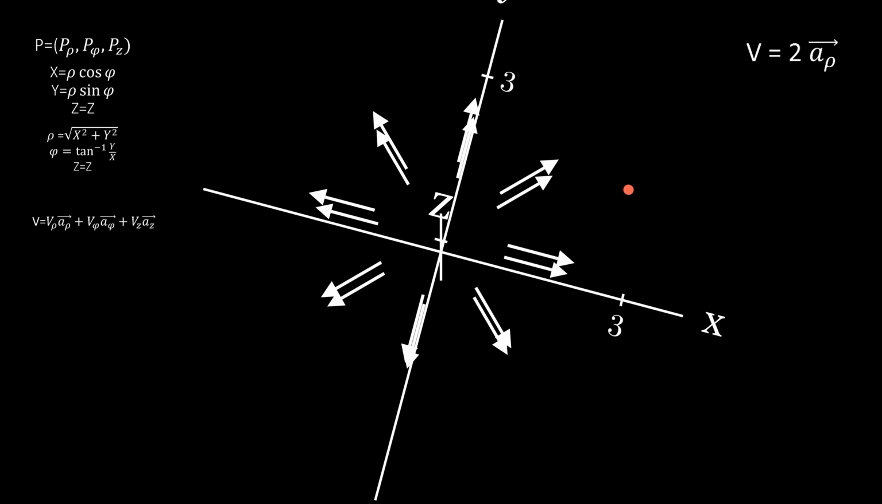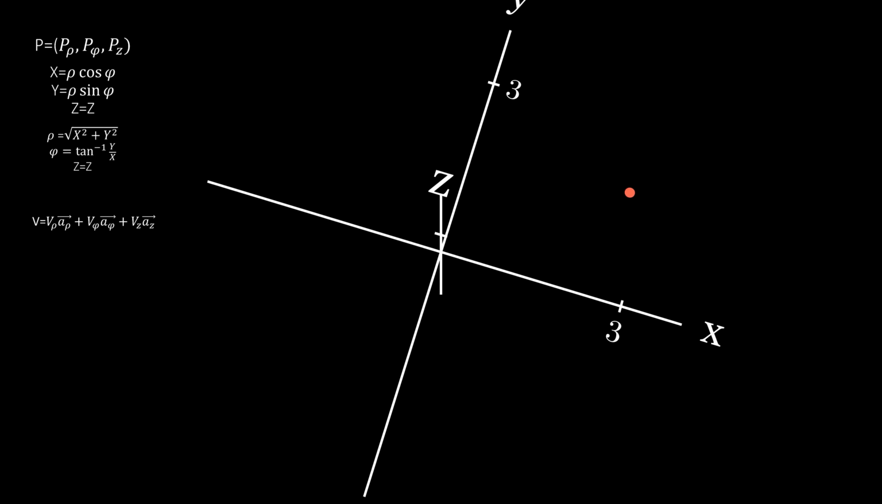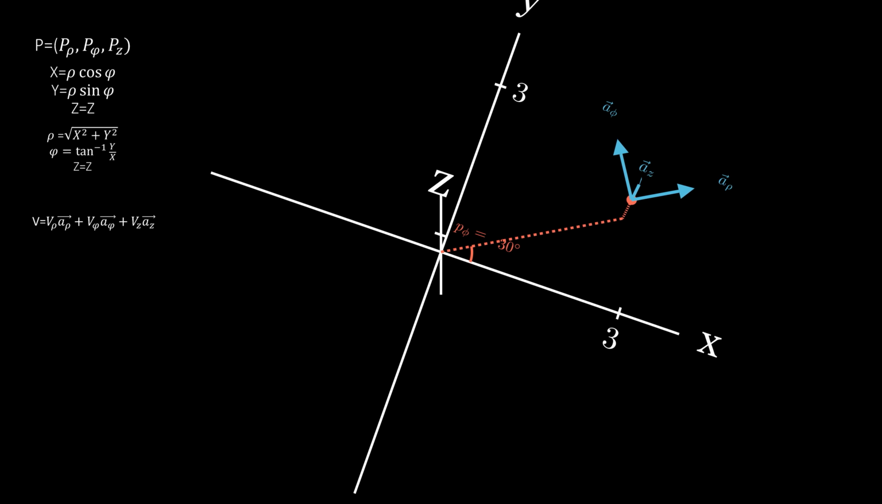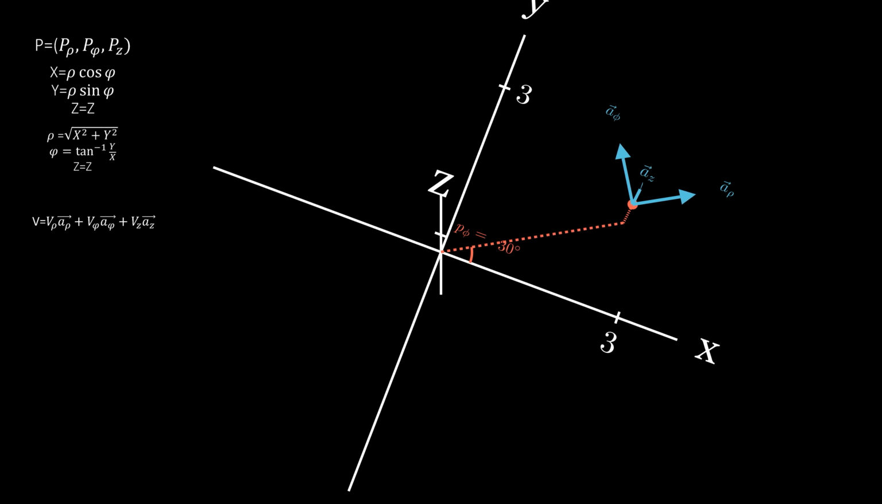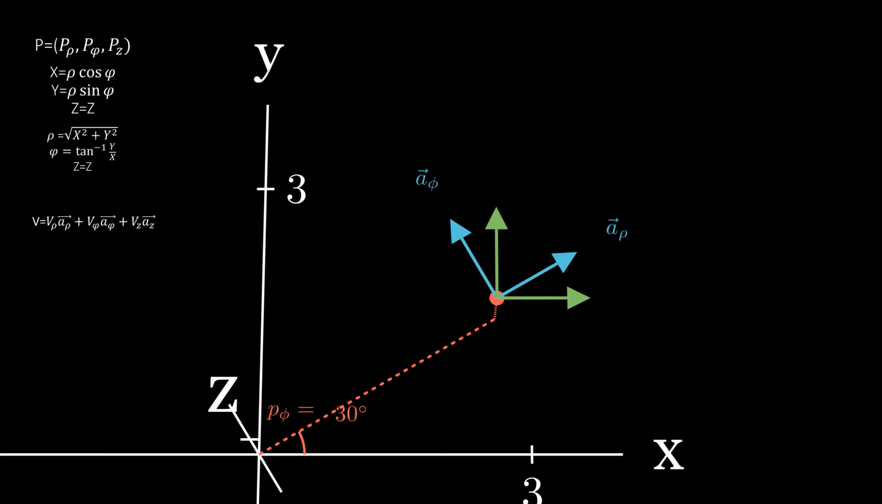To transform a vector from cylindrical to Cartesian, we notice that the z-axis is the same for both systems, so we only need to worry about rho and phi. So if we switch to the top view, we notice that the angle of a rho is equal to b phi, and the angle of a phi is equal to b phi plus 90.